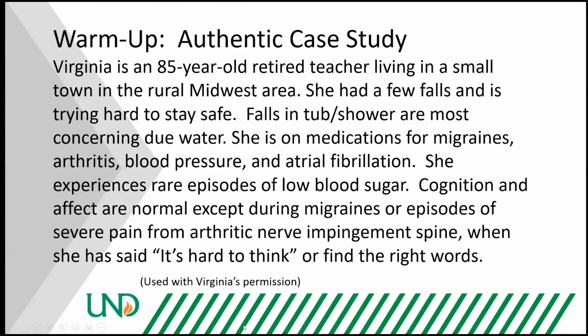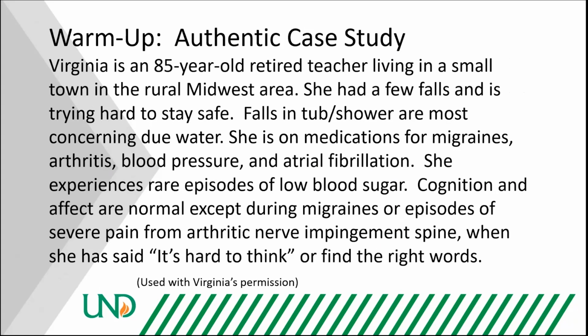So we'll do this warm up, which is shared with my mother, Virginia's permission. Virginia is an 85-year-old retired teacher living in a small town in a rural Midwest area. She had a few falls and is trying very hard to stay safe. Falls in the tub or shower are the most concerning due to the water. She is on medications for migraines, arthritis, blood pressure, and atrial fibrillation. She experiences rare episodes of low blood sugar. Cognition and affect are normal, except during migraines or episodes of severe pain from arthritic nerve impingement of her spine, when she has said it's hard to think or find the right words.